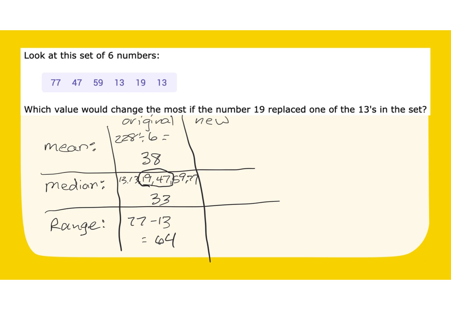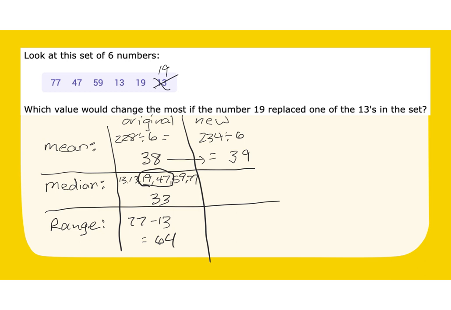All right, so now we take out the 13 and change it to a 19. We have to do the new mean with the 19 instead of the 13. So my new total is 234. And I divide by 6 again because I still have 6 numbers. That gives me a new mean of 39. Okay, so notice that it went from 38 to 39 with the 19 in there.